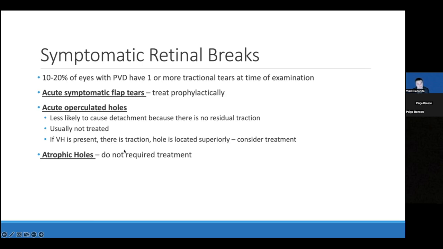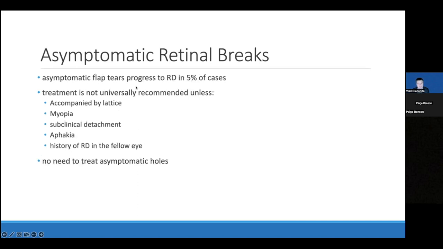They don't lead to problems and you don't need to treat them necessarily. Very rarely do they cause problems. Very good.